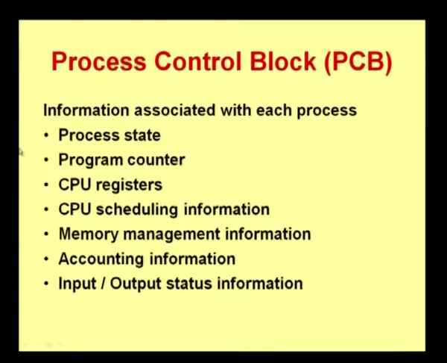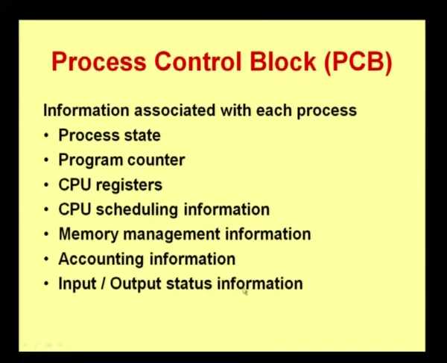In this process control block, you have the following contents. One is the process state, another is the program counter, another is the CPU registers. CPU is nothing but the central processing unit. Then CPU scheduling information, memory management information, accounting information, and input output status information. Accounting information is nothing but the different sets of files and folders that are ready for execution, and the files that are ready to be in use.